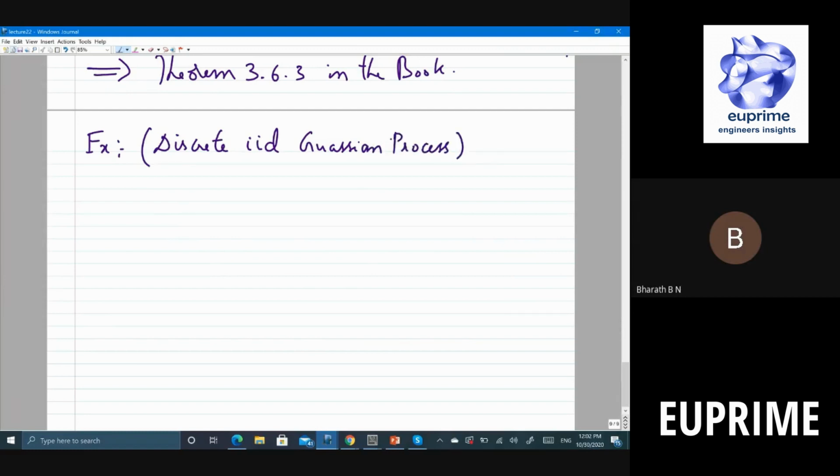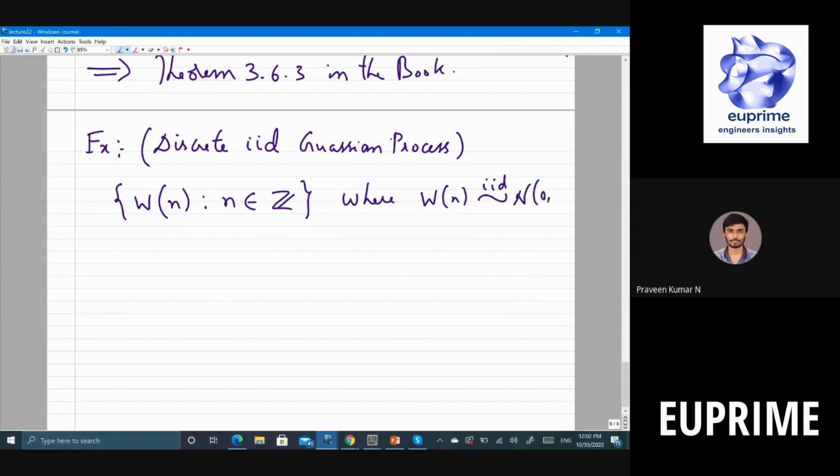Okay, so what is this? This is very easy. So you have to describe this by W of n such that n belongs to Z. You know what Z is? What is Z? Yes, set of integers. It's two-sided: -1, -2, and so on, 0, 1, 2, 3, and so on.